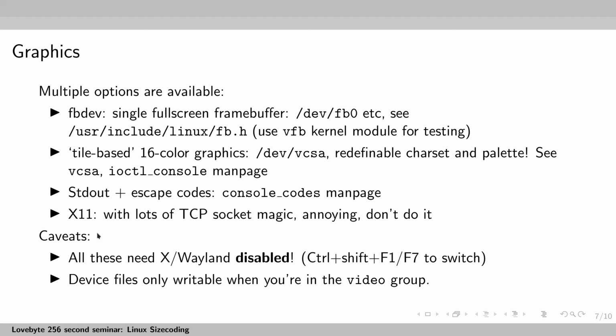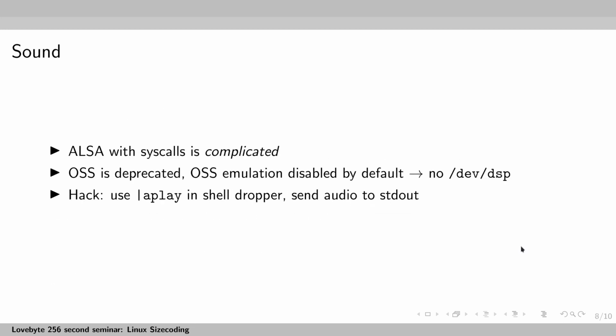Now, if you want to use fbdev or VCSA, you'll have to get out of Wayland, so you have to use this magic key combination. And you'll also have to be in the video group because otherwise you cannot access these device files.